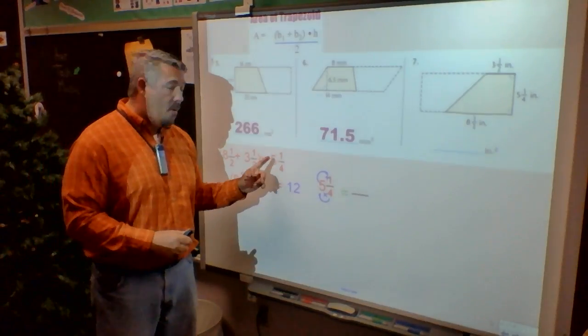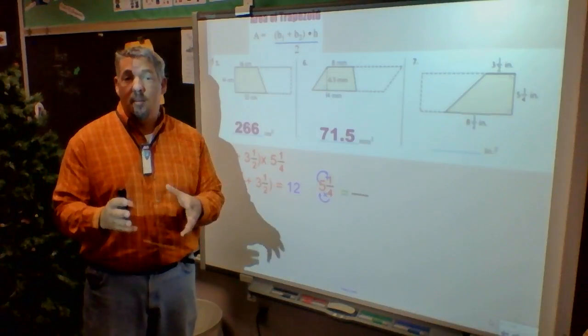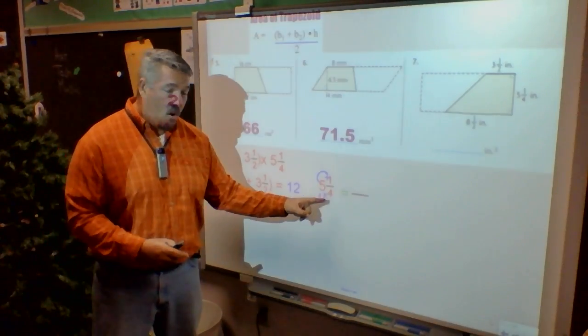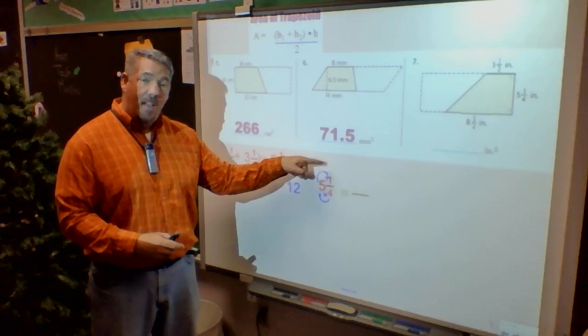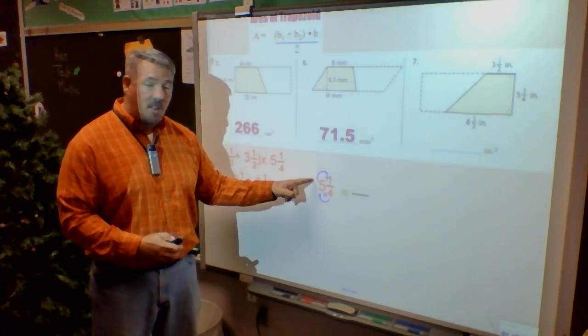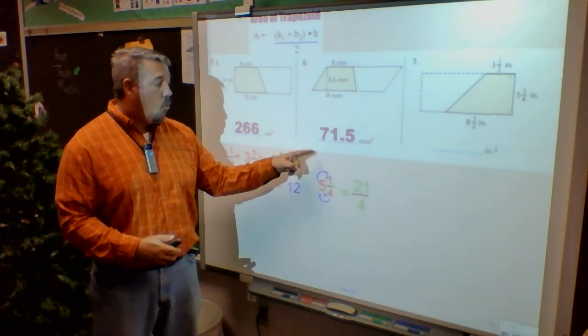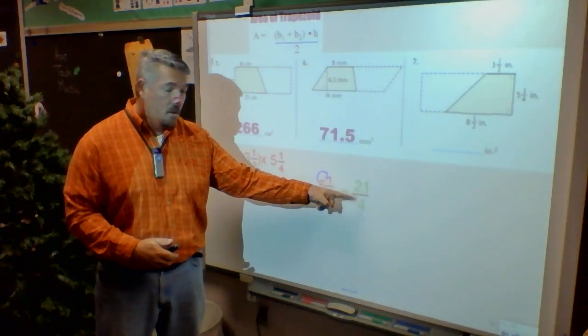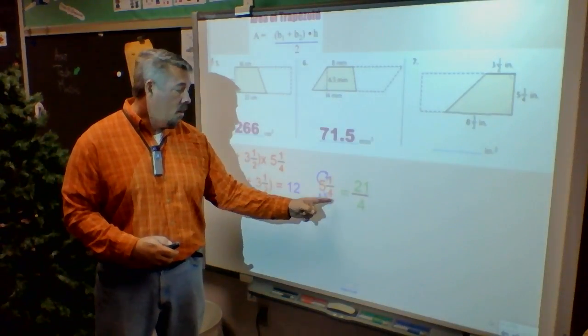So I know I'm going to take my 5 1/4 and I have to make it an improper fraction. That's where I start at the bottom and I multiply and then I add. So I have 5 times 4, which is 20. And 20 plus 1 is 21. And I keep my denominator of 4.